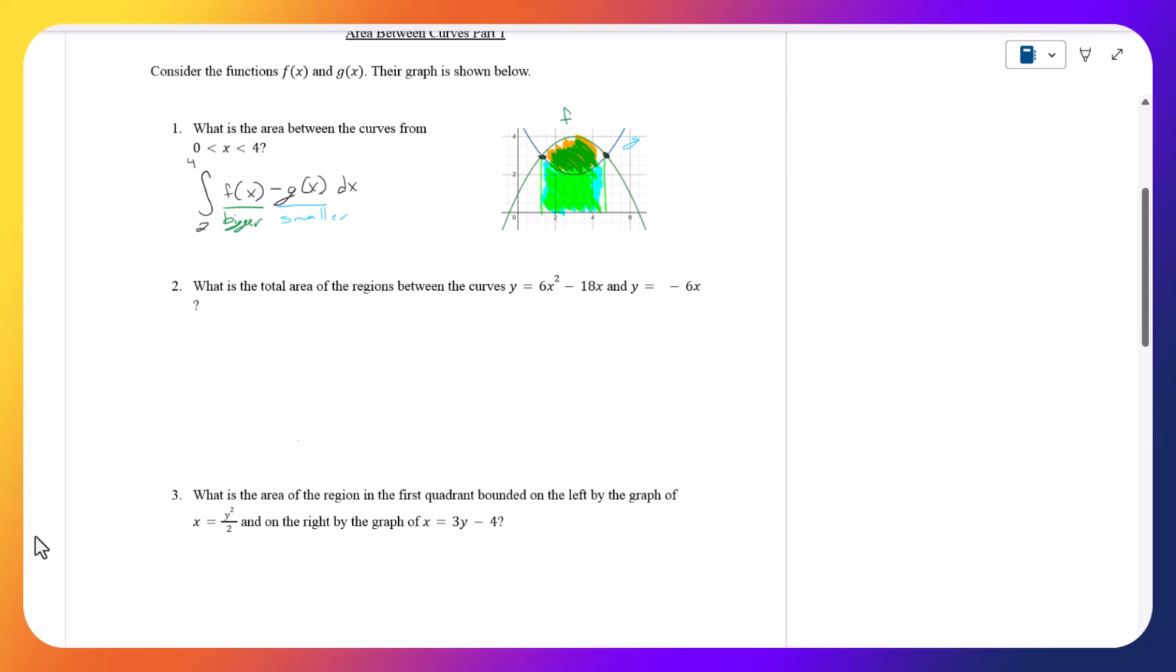So for our total area of the region between the curves, they give us the two curves. They don't tell us where they touch, and they don't tell us which one's bigger. So we have to do a little bit more math here. We don't have a graph to give us that nice picture. But if we want to figure out where they touch, we want to figure out where they're equal. Let's just set them equal to each other.